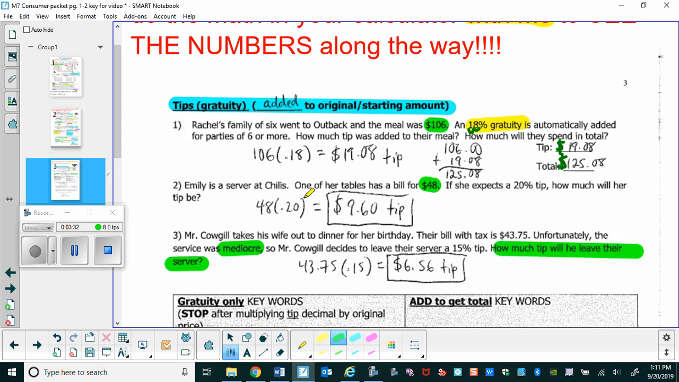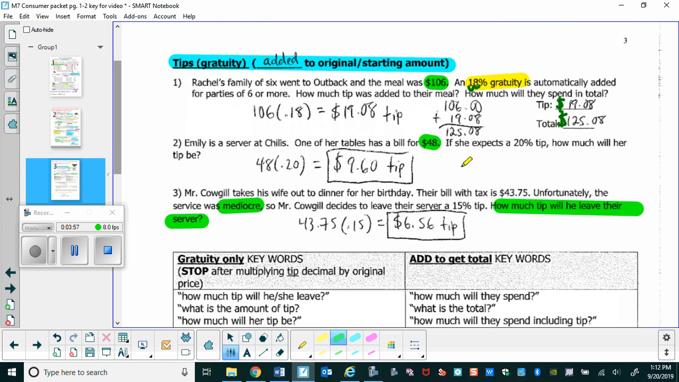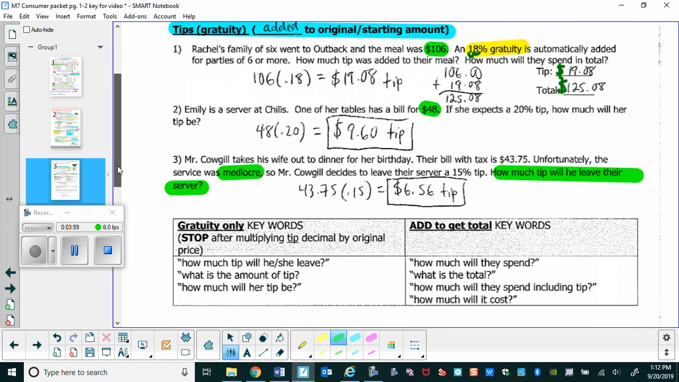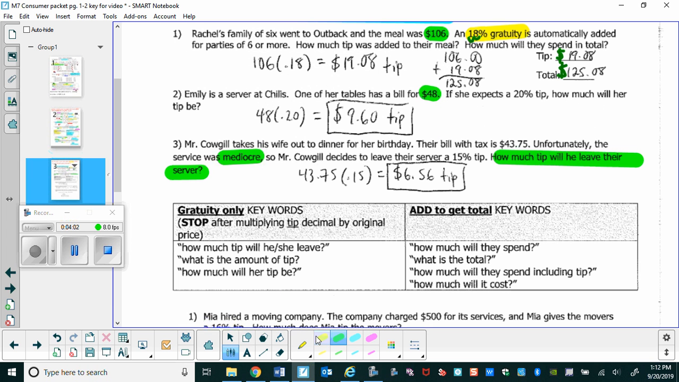So this one's kind of like number 2, where it's asking for the gratuity only. And so we take 43.75 and we multiply it times 0.15, and we'll see that they're going to leave a $6.56 tip. Now, if this problem asked how much will Mr. Cowgill spend at the restaurant, that's when we would add this amount to the $43.75 and get the total, but it's not asking that. It's asking for how much will he tip the server. So just like with discounts, there's some key words to help you clue you in on when you stop your calculation, if it's gratuity only, or where you would need to then add the tip to get the total.